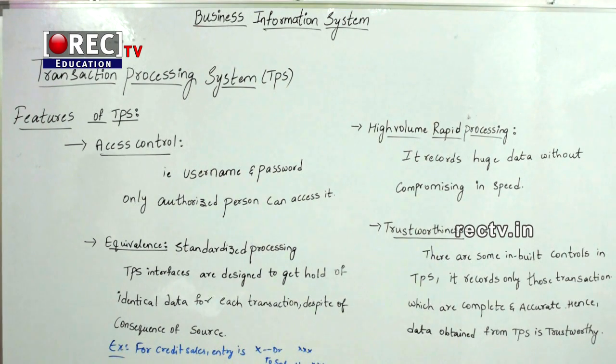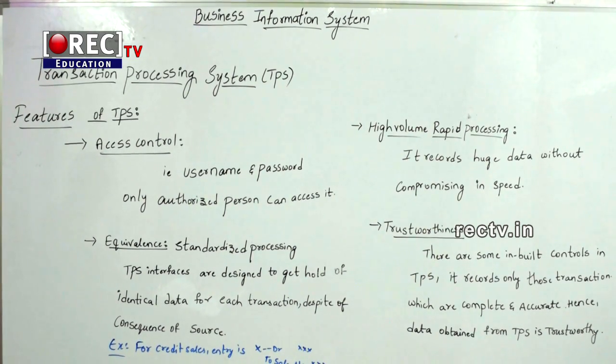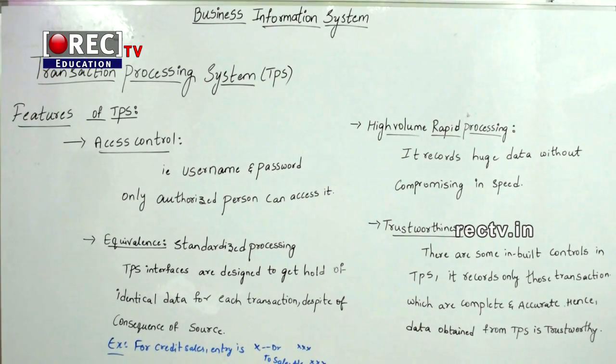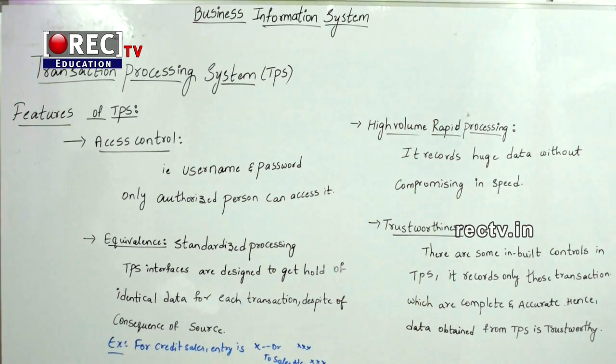Features of transaction processing system, that is nothing but attributes of TPS. First one is access control, that is only the authorized person can enter the data in a TPS system. That is, for access control, we use username and password for this system.